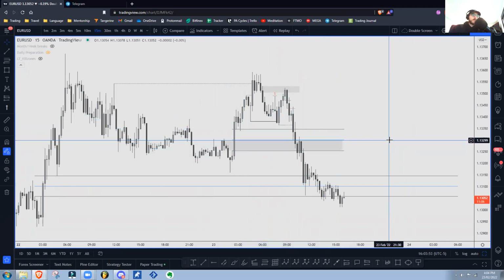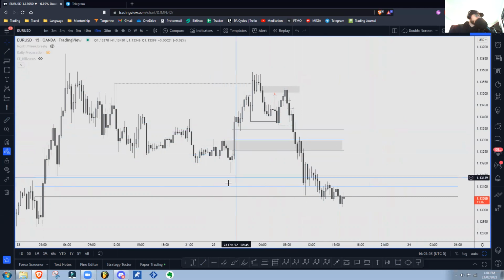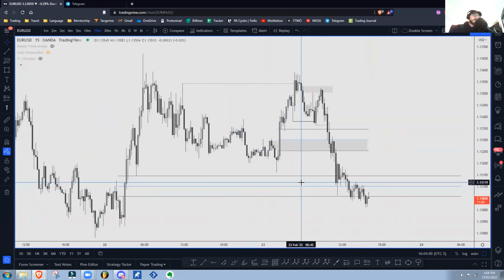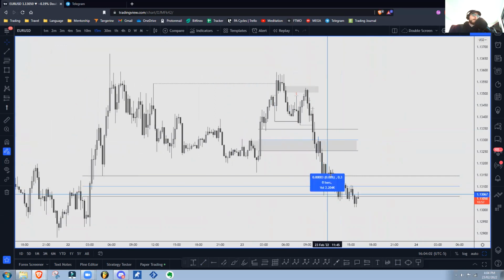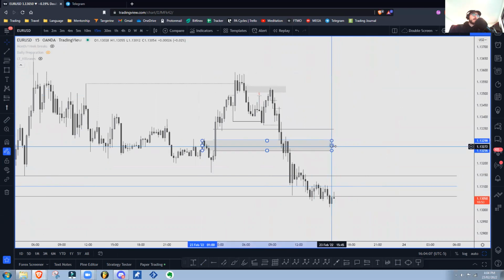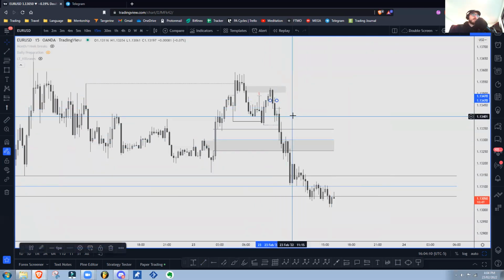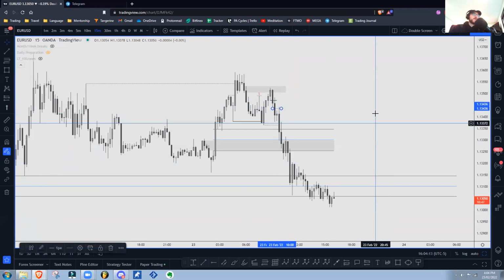We ended up getting like a 20 pip reaction, I think. Oh, no, sorry. Where was it? That was the 20 pip reaction. Oh, was it off here? Yeah, I think it was off of here. Basically a 20 pip reaction, and that was basically it though. That's what I was kind of anticipating, and it just worked out beautifully.